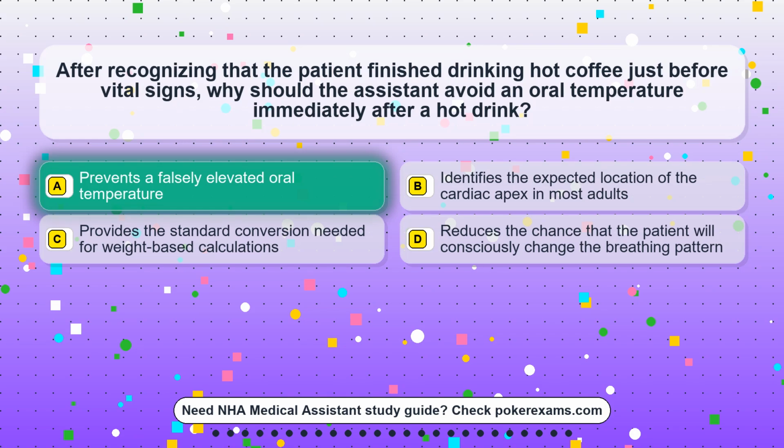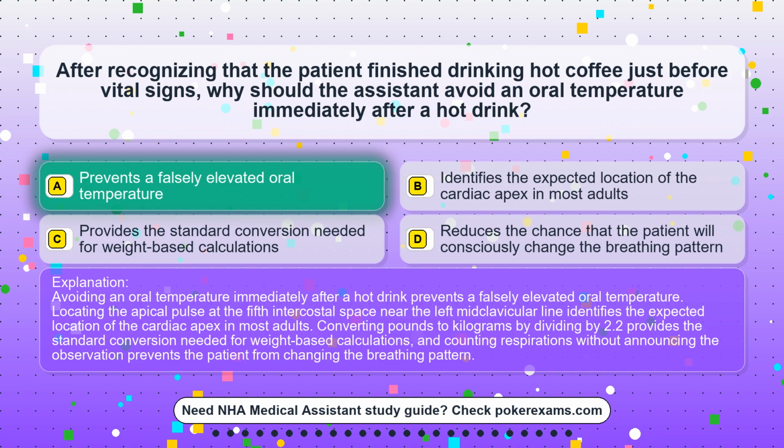The correct answer is option A, prevents a falsely elevated oral temperature. Avoiding an oral temperature immediately after a hot drink prevents a falsely elevated oral temperature. Locating the apical pulse at the fifth intercostal space near the left midclavicular line identifies the expected location of the cardiac apex in most adults. Converting pounds to kilograms by dividing by 2.2 provides the standard conversion needed for weight-based calculations, and counting respirations without announcing the observation prevents the patient from changing the breathing pattern.